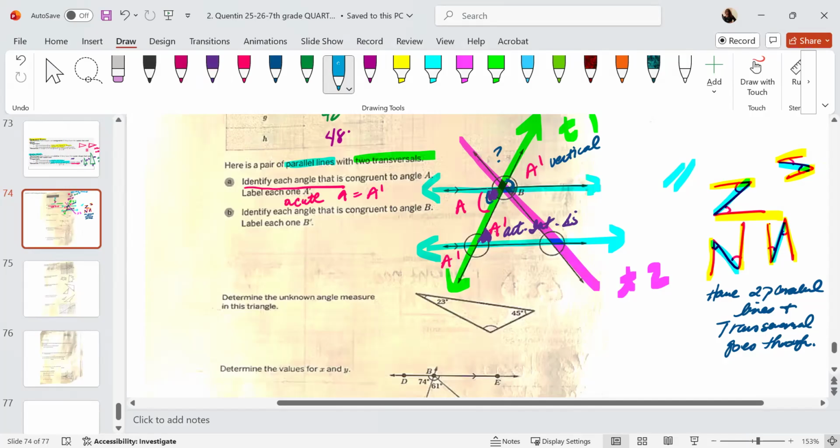And the last one, hold on, last one. This one and this one. What are these ones called? This A and A prime in blue.